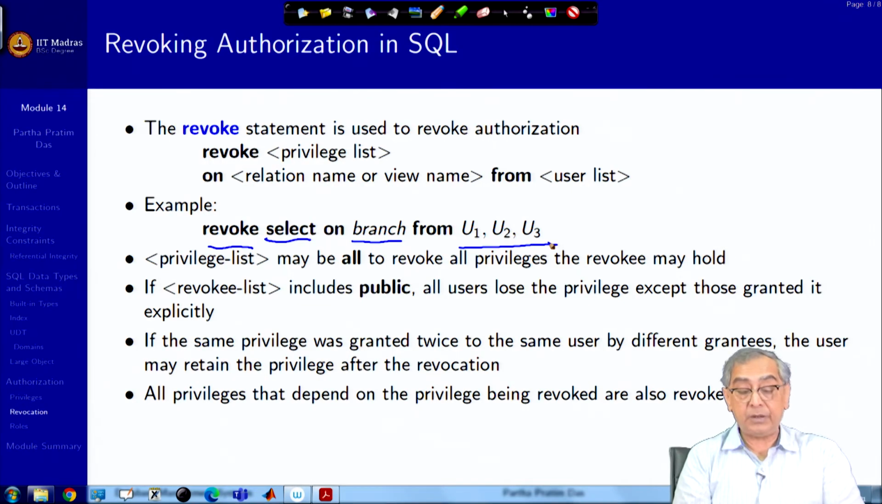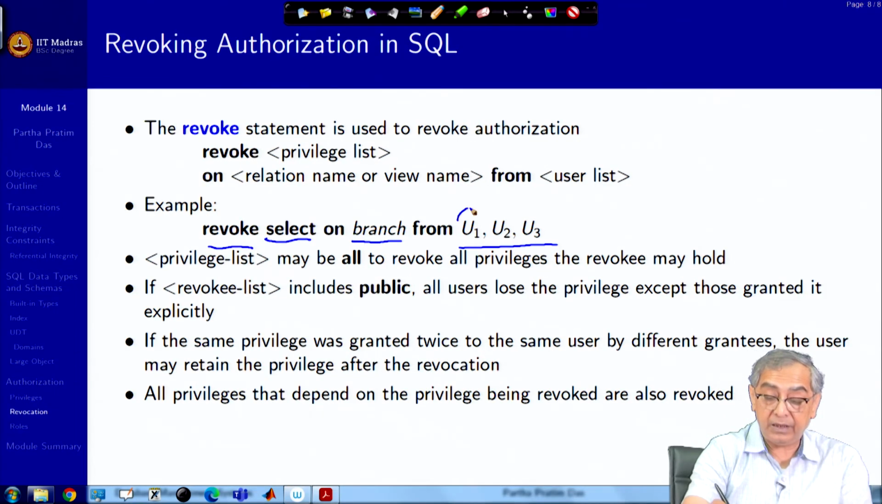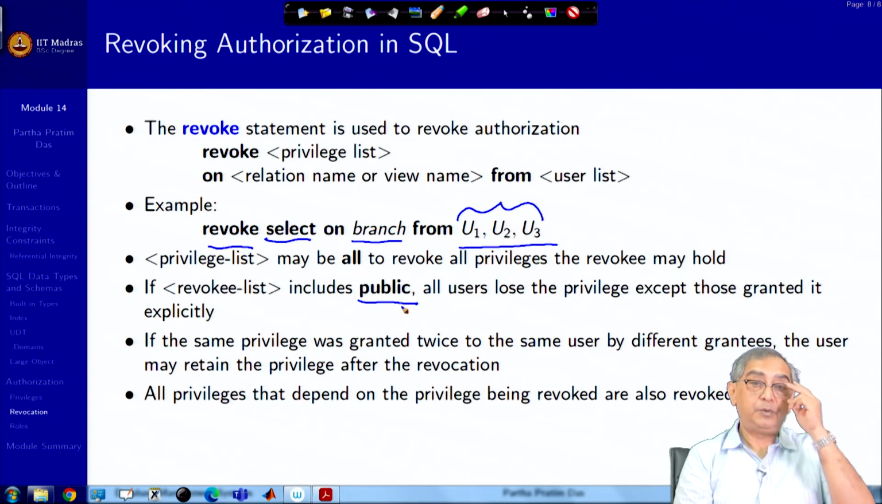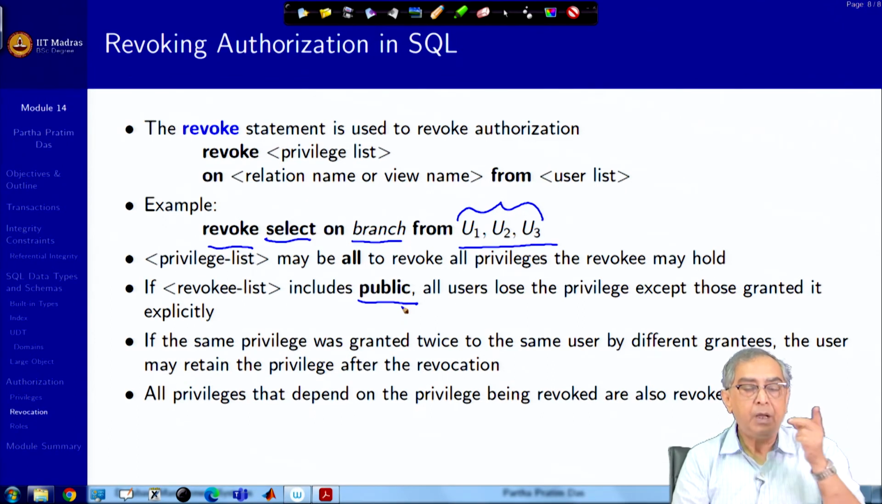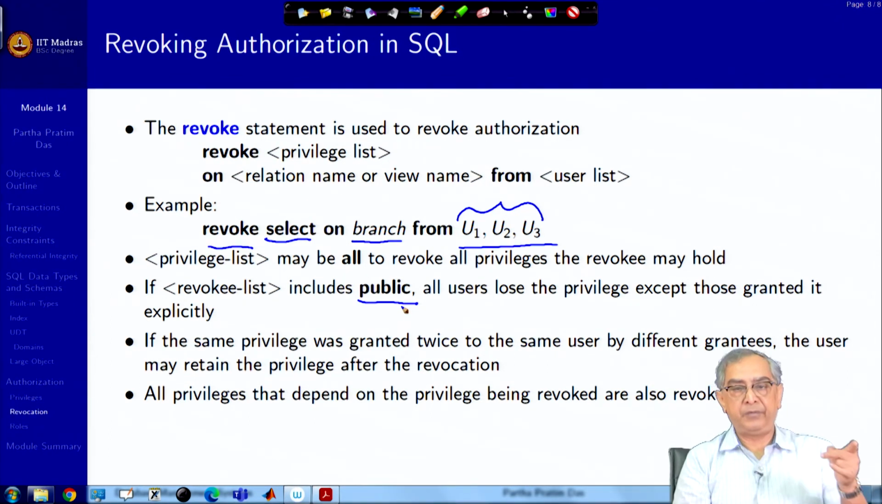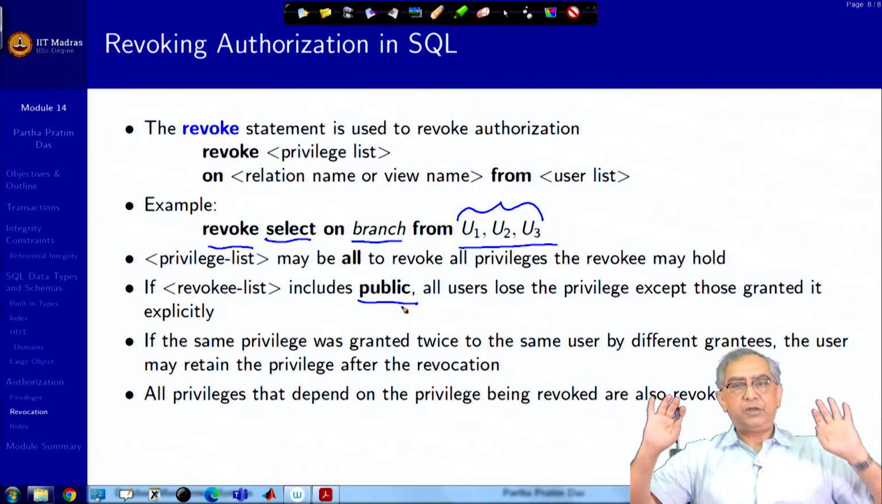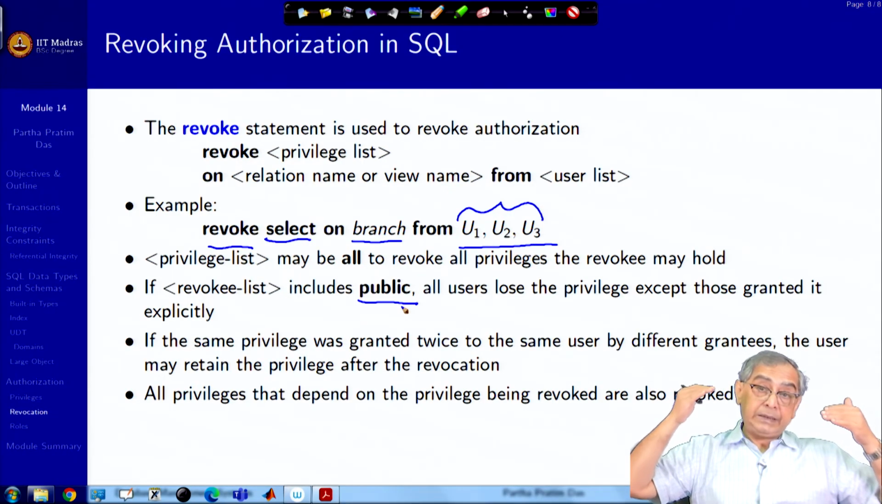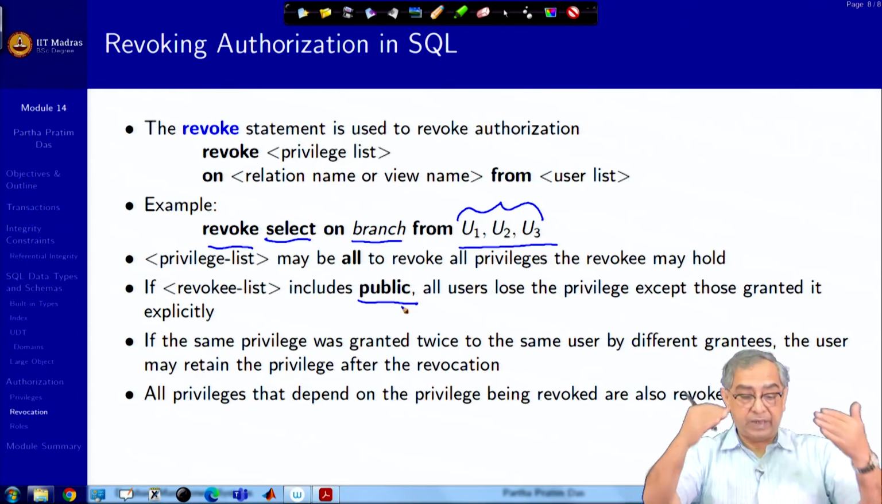The privilege list may be all, if you want to revoke all privileges. The revokee list, the users whose authorization you are revoking, includes public. Then all users will lose the privilege to operate except the person who is granting it. Now, obviously, the person who is granting a privilege or revoking a privilege must have that privilege, and also the privilege to grant privileges. Otherwise, what would have happened? I would have gone in, granted privilege to myself and been happy. That should also not be possible. So, there is a special privilege which allows you to give privileges or authorization to others.